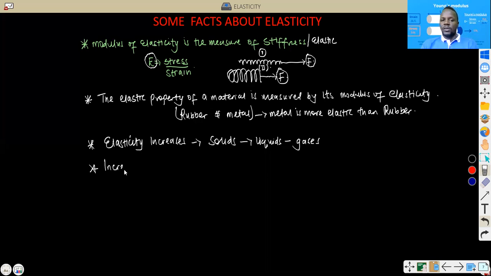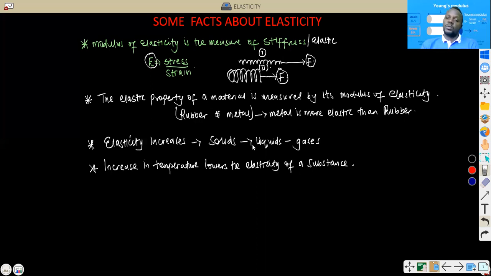So you can just write in your notes that an increase in temperature, which is the last thing I'll talk about, lowers the elasticity of the substance. I hope you understand that as I've explained, because elasticity is due to intermolecular force between neighboring atoms or neighboring particles. So this is what I want to talk about when I talk about some facts about viscosity, which students need to keep in mind. And we move to the next slide.